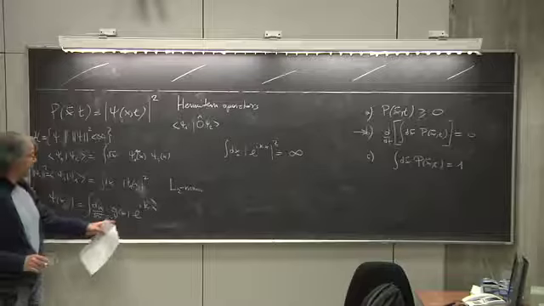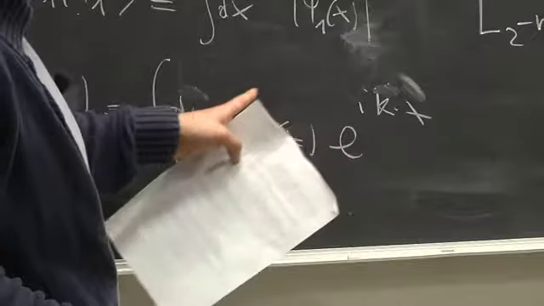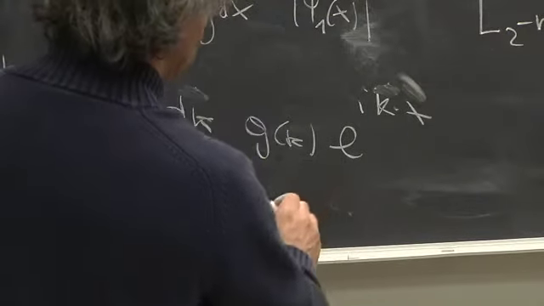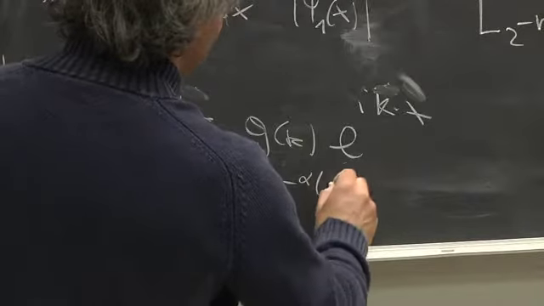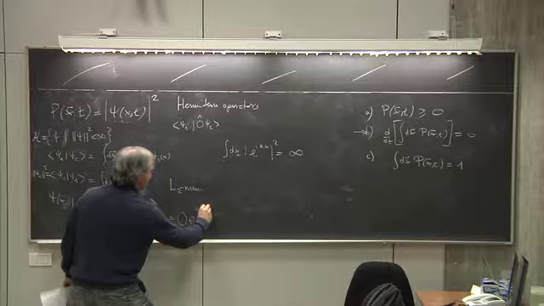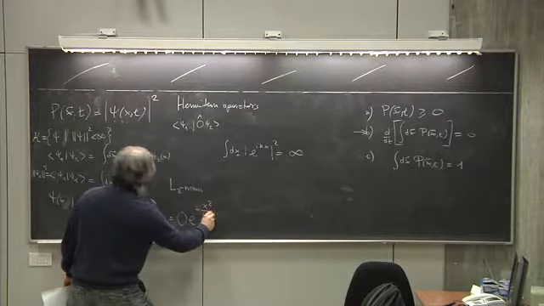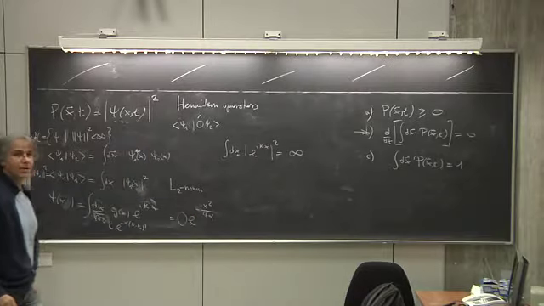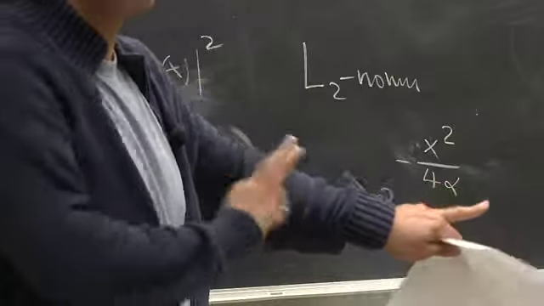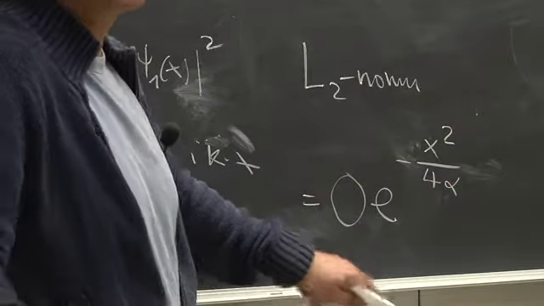On the contrary, if you take this and multiply by some weight function, for instance, let's take our Gaussian. You remember what the result was. If this was constant e to the minus alpha (k minus k0) square, you remember that the result was something like constant e to the minus x square divided by 4 alpha times other things. Well, this is a very nice object. Very smoothly going to infinity quite fast. Well, it depends on alpha, but for any alpha, you can integrate it. And therefore, there's no problem.